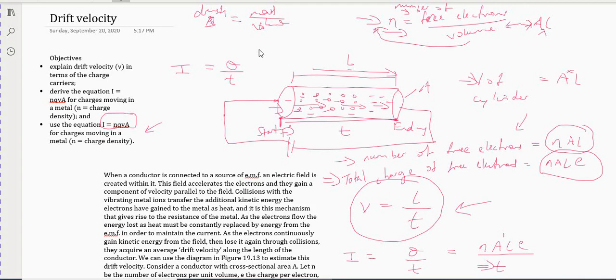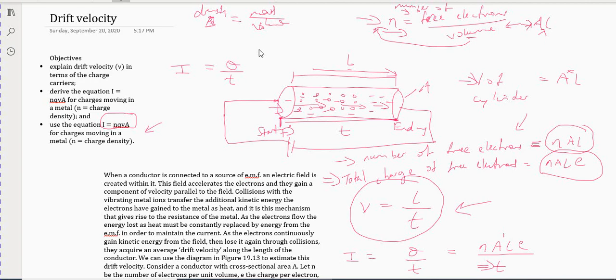So we know that information from the fact that the number of free electrons divided by the volume is given by n, the charge density. If I wanted to find the number of free electrons, I would transpose my equation. When I transpose my equation, I get n, which represents charge density, times the volume, or I could say n times the area times the length.